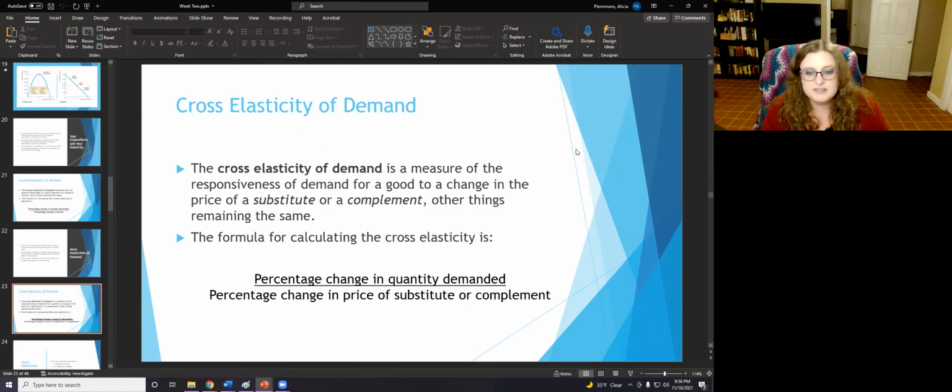The cross price elasticity is how things relate to each other, right? This is how we figure out if something's a substitute or a complement. So it's the percentage change in quantity demanded of good A relative to the percentage change in price of good B. If the price goes up on good B and you buy more of good A, that means that they're probably substitutes, right? You're now switching to that other thing.